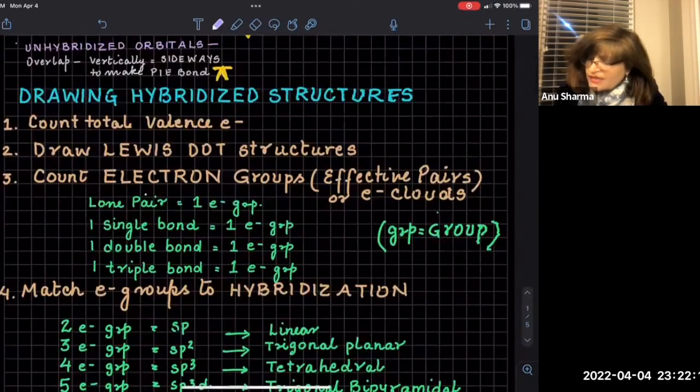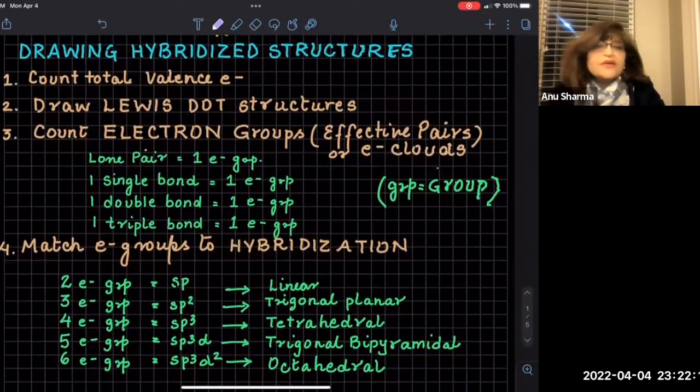Now there is a certain process of making the hybridized orbitals. I'm going to walk you through this, and if you follow this strategy, you will never go wrong. First of all, always count the total number of valence electrons. Secondly, draw the Lewis dot structures. We've covered plenty of videos on Lewis dot structures. Please review them if you are not sure about how to do them. Do this part first. This tells you how many electrons you are dealing with, and what the Lewis dot structure looks like.